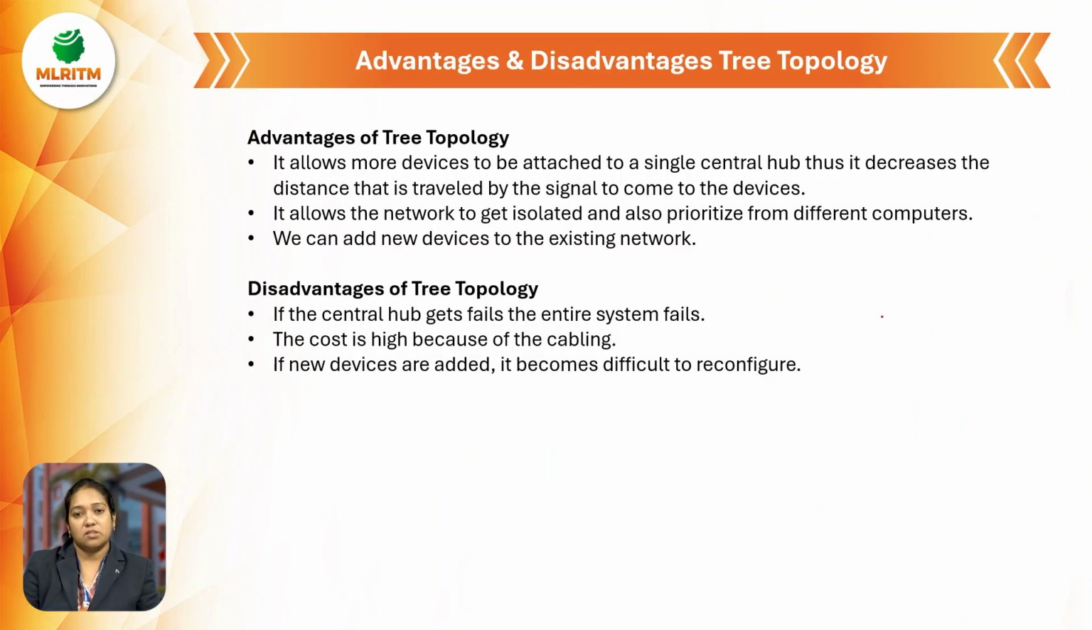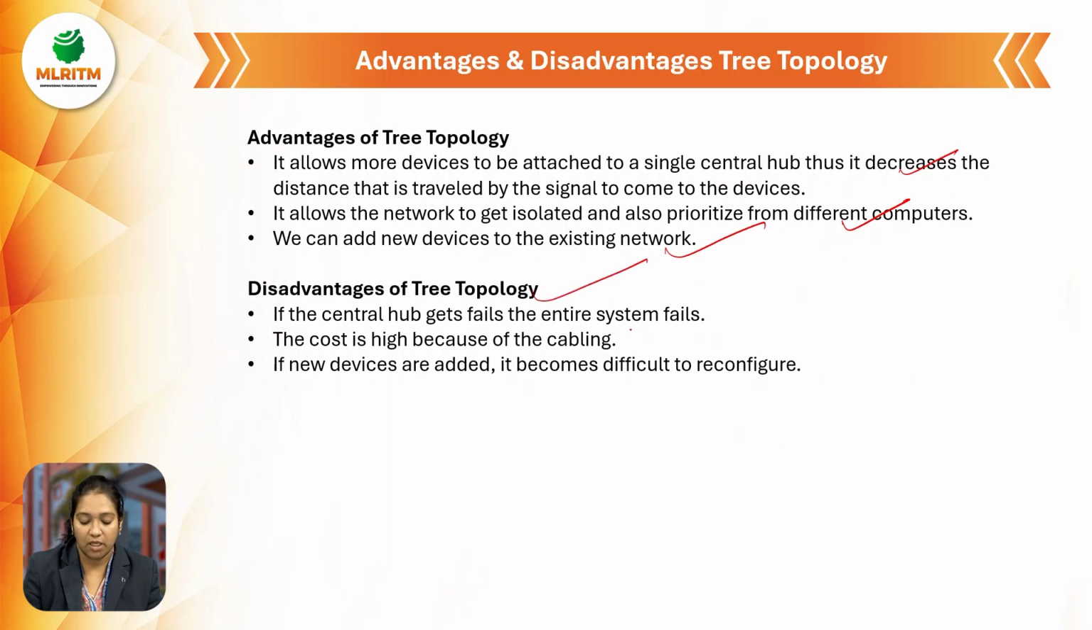Next, the advantages and disadvantages of tree topology. The advantages of tree topology are: it allows more devices to be attached to a single central hub, thus it decreases the distance traveled by the signal to reach the device. It allows the network to be isolated and also prioritized from different computers. We can add new devices to the existing network.